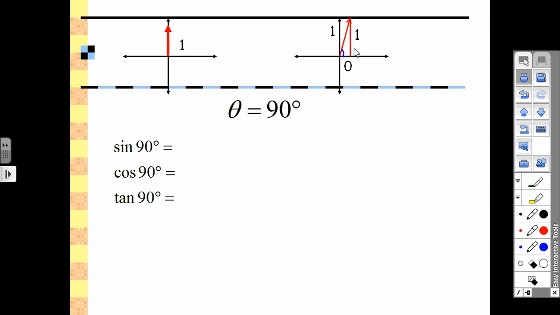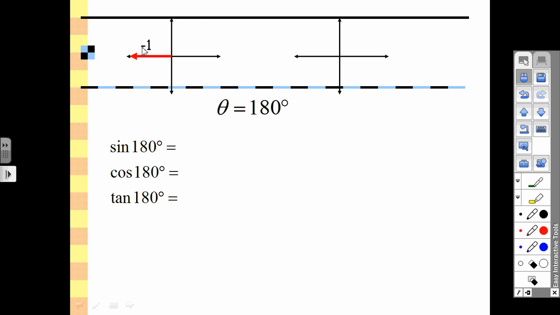Okay, so this 90, we get the sine is opposite over hypotenuse. Okay, and then cosine is going to be adjacent over hypotenuse, and then tangent opposite over adjacent. Okay, so notice that this time we did get an undefined because we have opposite, which is 1, over the adjacent, which is 0.